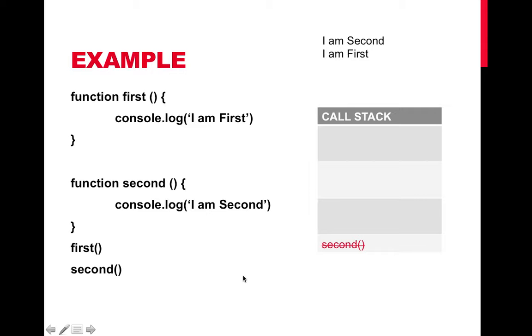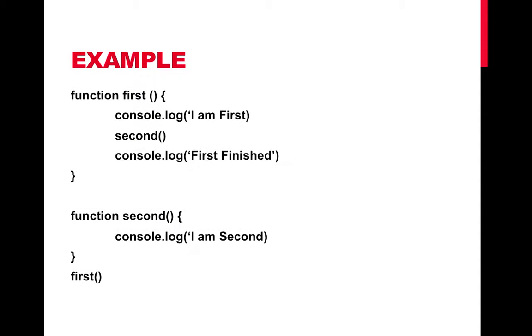So let's look at a more complicated example. Well, not really complicated, but it's a little different. So here you can see that function second is the exact same as the last example. It just console logs the string I am second. Now, we change the first function a little bit. So function first now will console log I am first, will then run second, and then it will console log first finish. So this whole page of code ends with first being invoked.